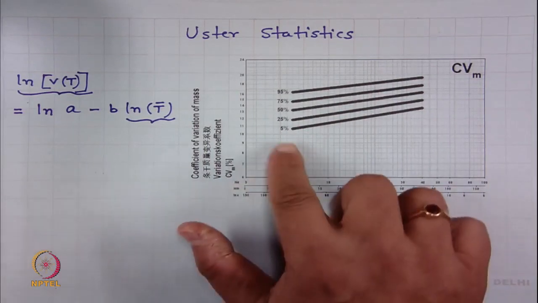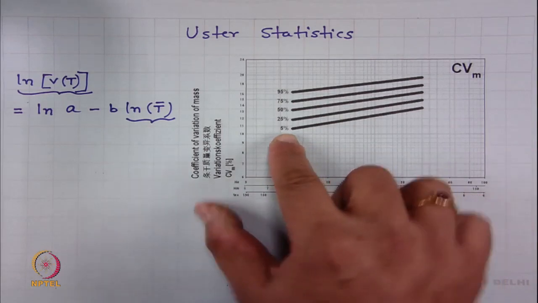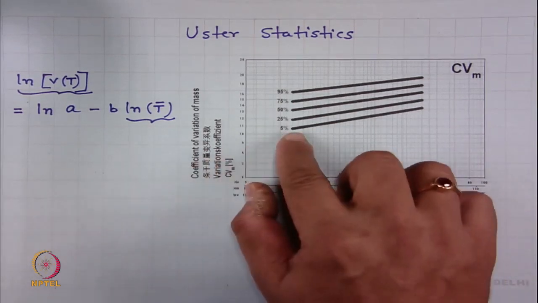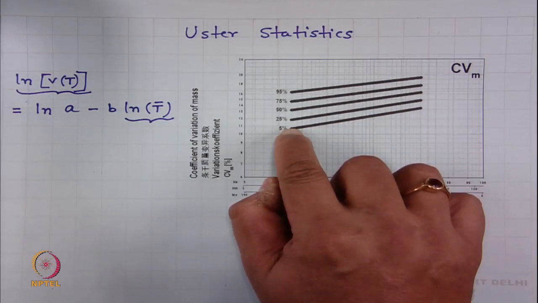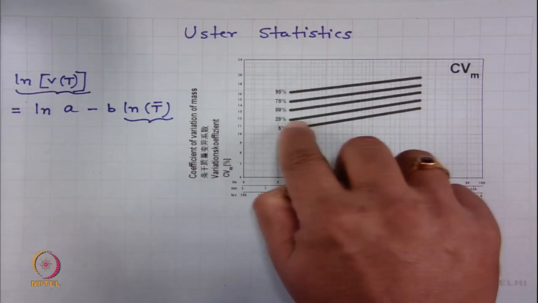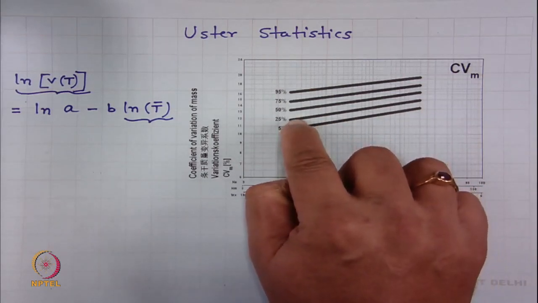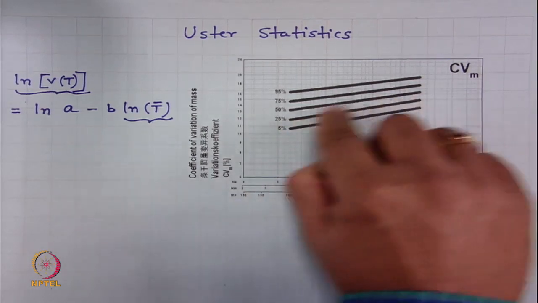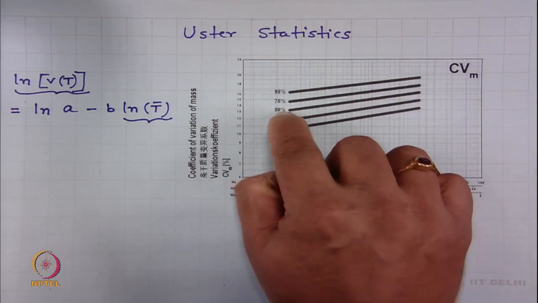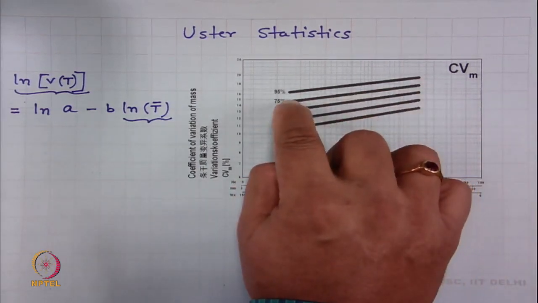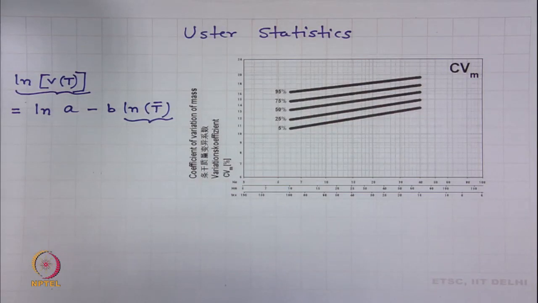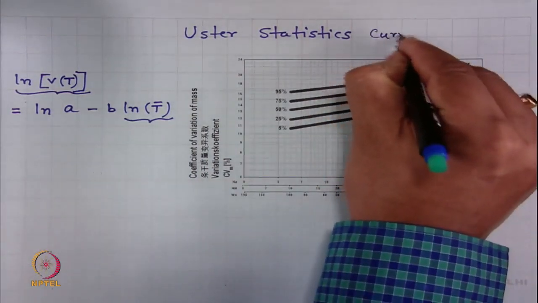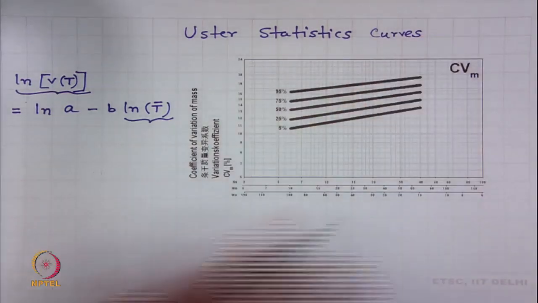And 5% of the textile companies considered by Worcester show this trend. 25% of the companies in the world surveyed by Worcester show this trend. 50% of the companies worldwide surveyed by Worcester show this trend. 75% of the companies surveyed by Worcester show this trend, and 95% of the companies worldwide surveyed by Worcester show this trend. So, this is how you should read Worcester statistics curves. So, this is linear because of this function.